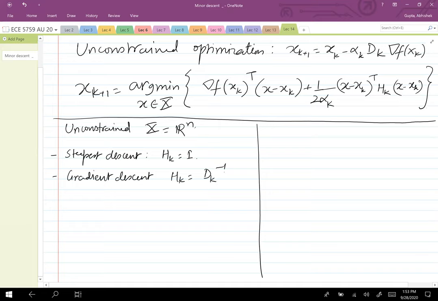General gradient descent: H_k equals D_k inverse. Newton's method: H_k equals second derivative of the function evaluated at x_k. Okay, so these were the three main methods we had talked about.